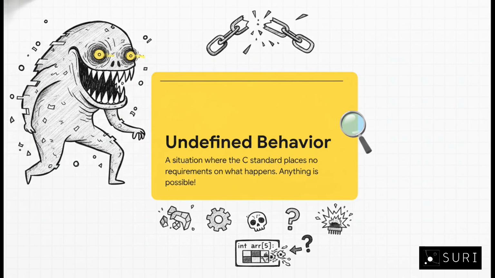It means you've broken a fundamental rule, and now all bets are off. Why on earth would C allow this? It all comes down to one thing: speed. C trusts you, the programmer, to not make these mistakes, and in exchange, it gives you maximum performance. Your program might crash, it might spit out garbage, or, and this is the scariest part, it might seem to work just fine, only to fail in some bizarre, spectacular way later. The takeaway here is simple: avoid undefined behavior at all costs.